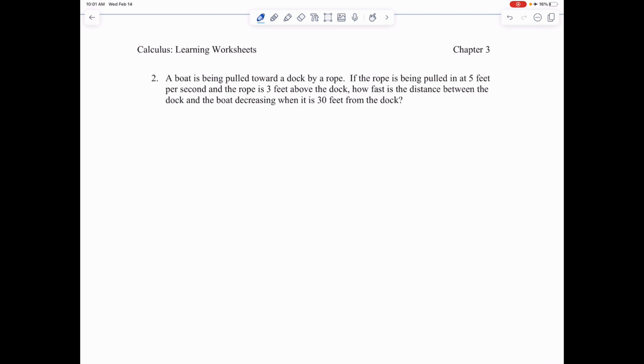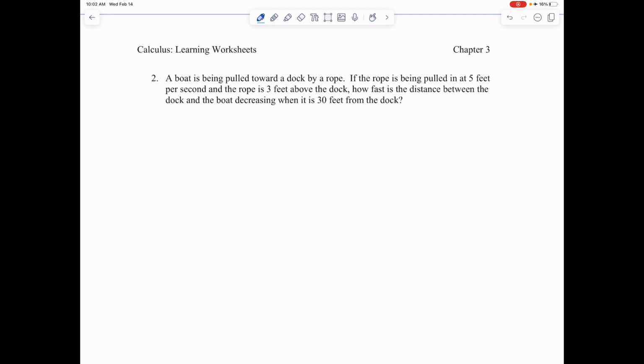Okay, next we have an application. A boat is being pulled toward a dock by a rope. If the rope is being pulled in at 5 feet per second and the rope is 3 feet above the dock, how fast is the distance between the dock and the boat decreasing when it is 30 feet from the dock? So let's draw a picture of what we have here.